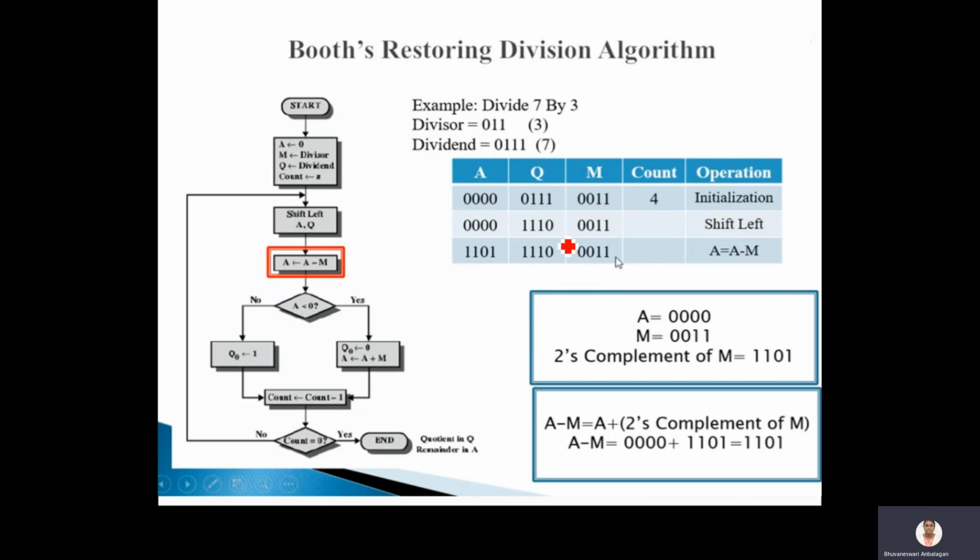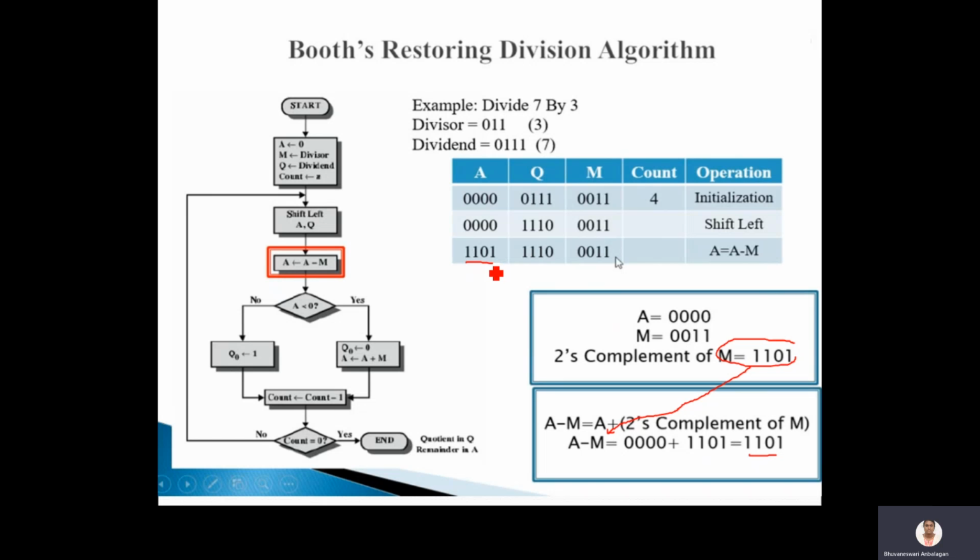Now, I am going to check the next step, A as A minus M. What is A minus M? It is nothing but A plus minus M. So how will I compute minus M? I will take the 2's complement of it. This is the 2's complement of M, and I am going to add it to A. So A plus minus M is going to give 1101, which I am going to store in A.